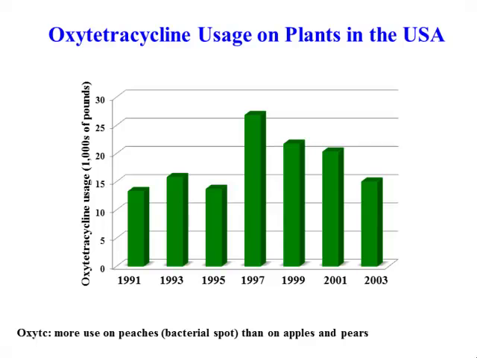Oxytetracycline does have a use on peaches, though, against a disease called bacterial spot. If we look at its use pattern, it's very similar to streptomycin on apples, a range from about 12,000 to as high as 25,000 pounds per year. But there's more of a use on peaches than on apples and pears.